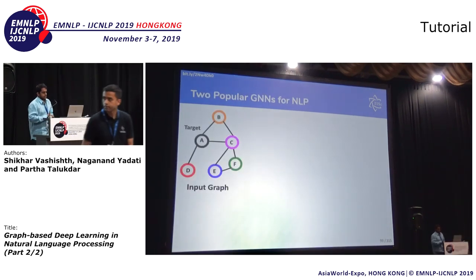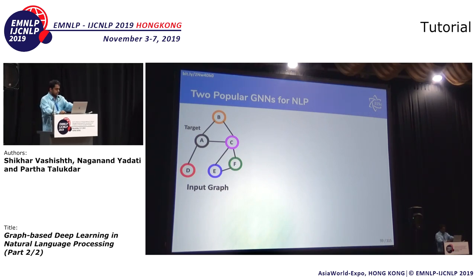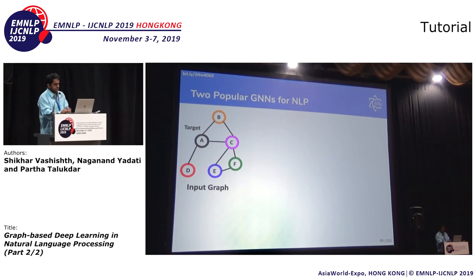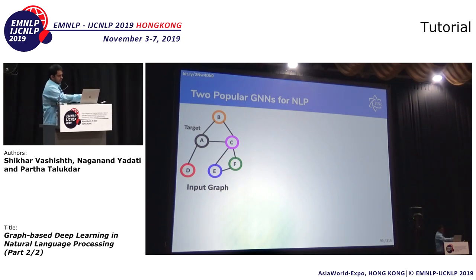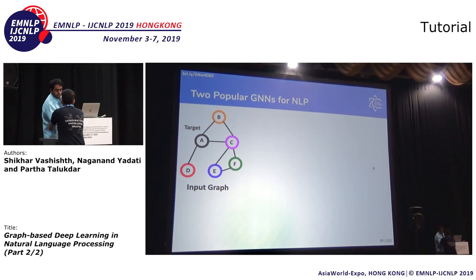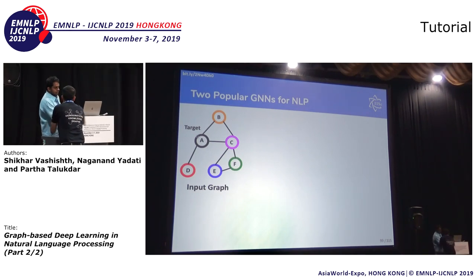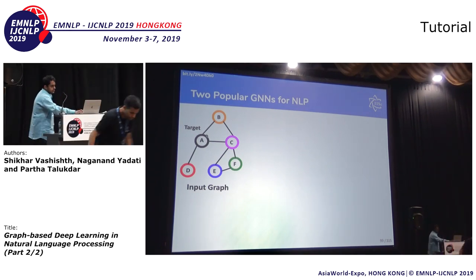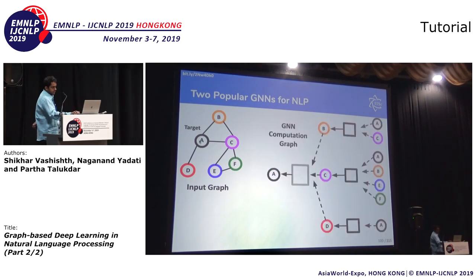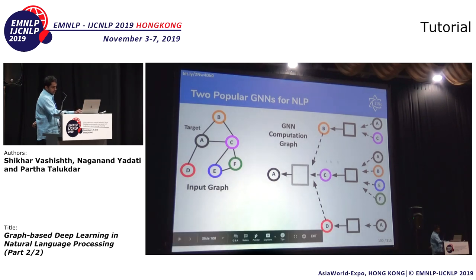Okay. So in the NLP domain, there have been two popular graph neural nets. Let's briefly discuss them. Let's say this is the input graph given to us. It has six nodes: A, B, C, D, E, F. Let's say we want to compute the representation of the target node, which is vertex A in this example. A simple two-layer GNN computation graph will look something like this.